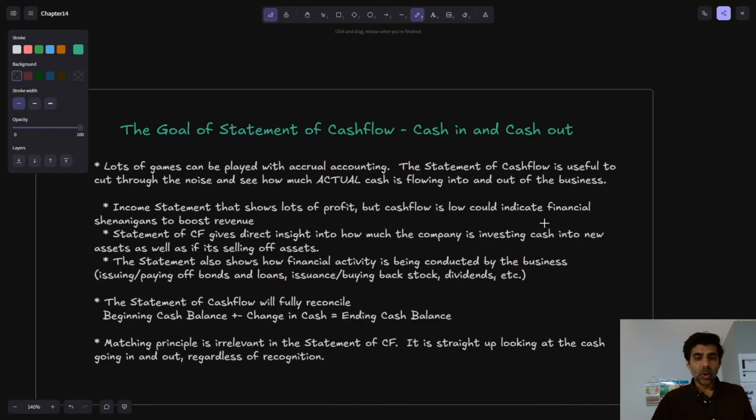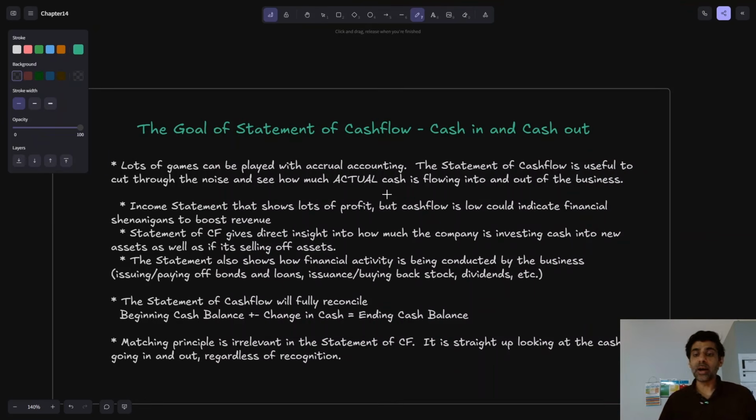Okay, so the goal of the statement of cash flow is to cut through a lot of noise. There's a lot of noise with the accruals that are happening, estimates, accounts receivable, accounts payable, all these non-cash related things that can be gamed, right? We saw how some games can be played with estimation of things. So what this is doing is getting to the heart of the matter: how much cash is going in and out? By itself, it's not telling the full picture, but it can definitely help you paint a more holistic understanding of what's happening in the business.